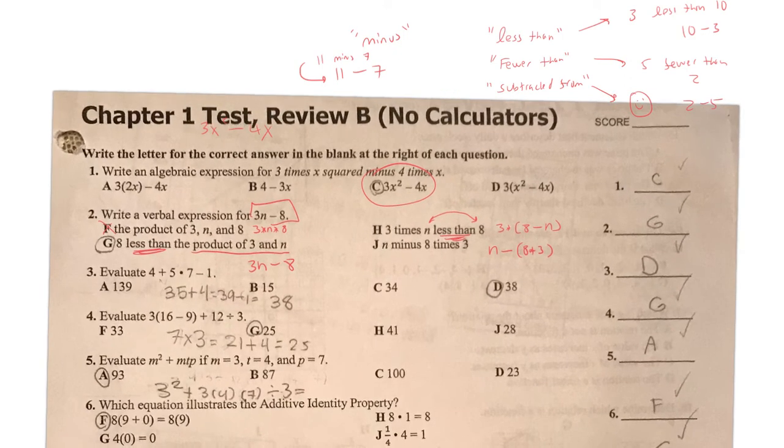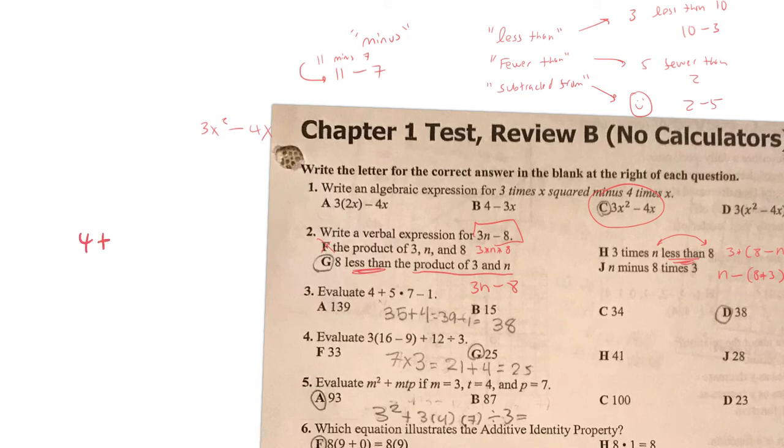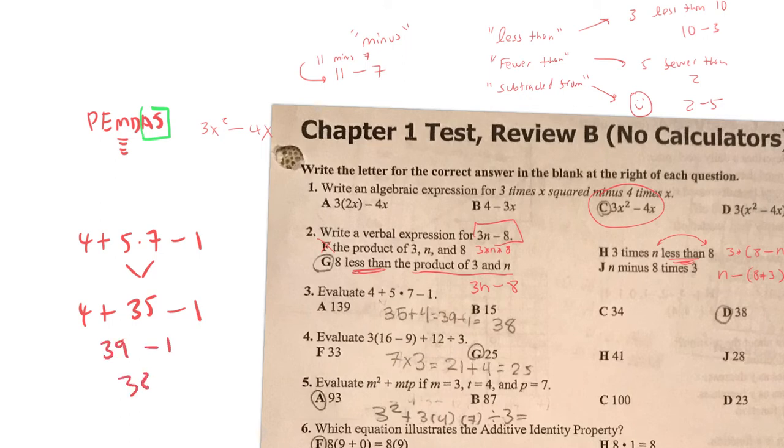Evaluate 4 plus... So definitely going to want to use PEMDAS for that. So I'll write it off to the side. 4 plus 5 times 7 minus 1. PEMDAS says multiply first before you add. So that becomes 35. So we have 4 plus 35 minus 1. At that point, you can do addition and subtraction, and it really doesn't matter what order you do that in. You literally just go from left to right. So 4 plus 35 is 39, minus 1 is 38, and then you are done.